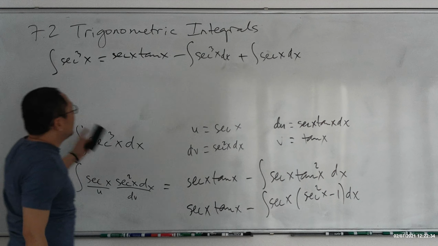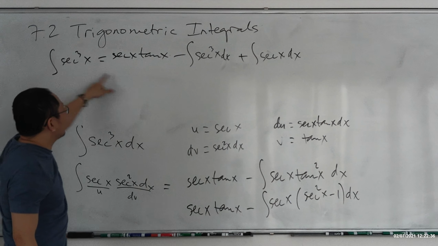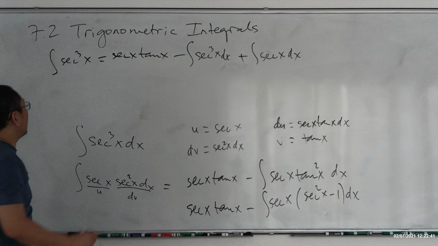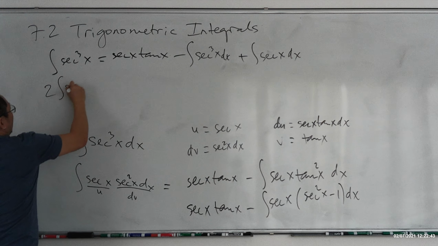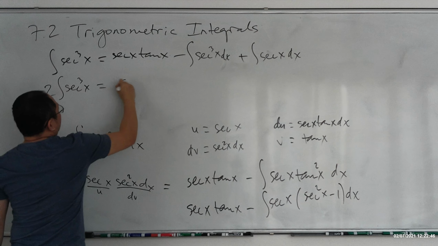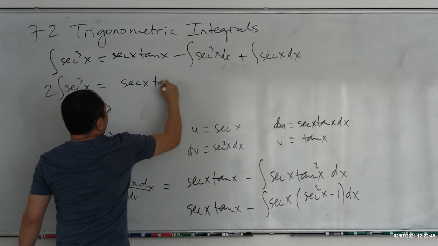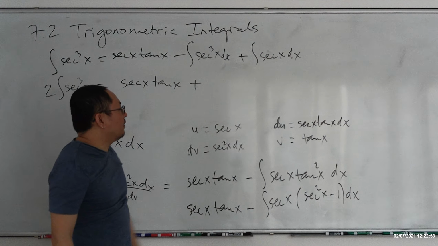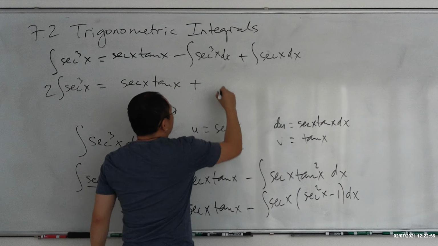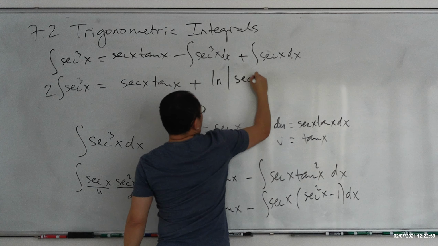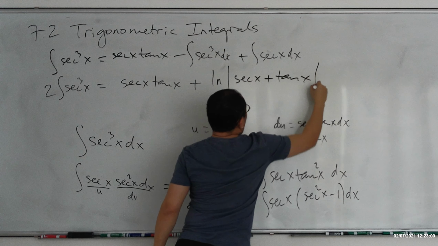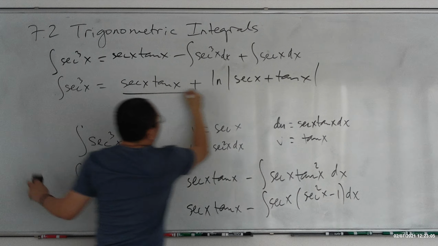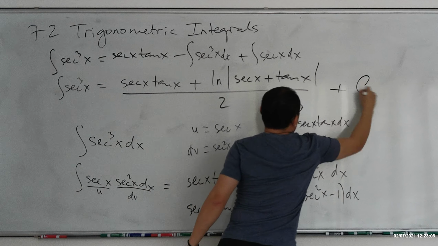So you see, even though I still haven't solved for secant cube yet, I've got secant cube on the left and secant cube on the right, so I can group them all into the left-hand side. So 2 times the integral of secant cube of x is equal to secant x tangent x plus the integral of secant x dx, and we just have it. Integral of secant x dx is ln of secant x plus tangent x, right? So we solve for secant cube. All I have to do is divide by 2, and don't forget to add plus c at the end.